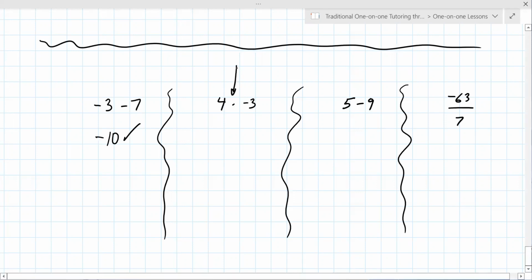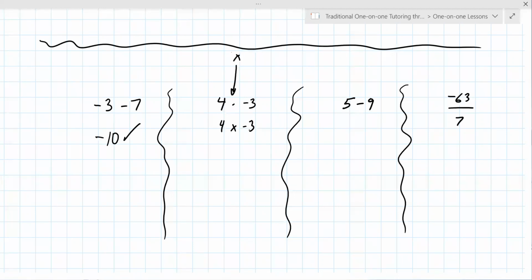So again, this dot means multiplication, which is important. I know maybe you're used to seeing a 4 times -3. I'm not used to seeing the dot. I'm just trying to figure it out. Okay, so it's a positive times a negative.